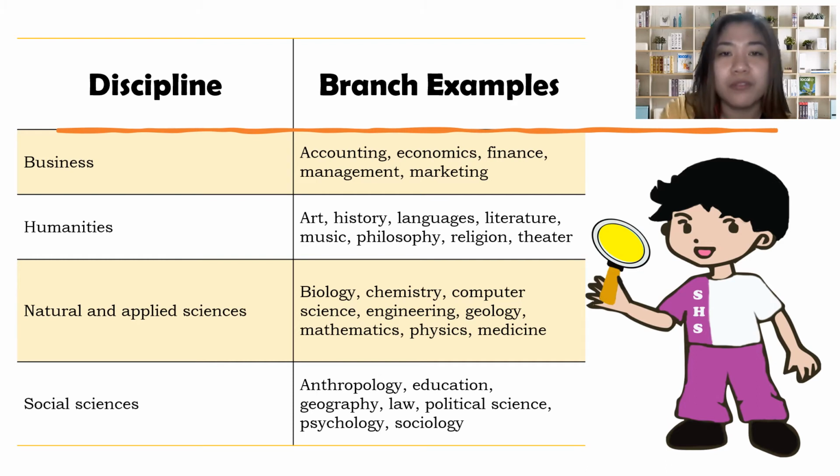Okay, and then for branch examples, for business or ABM, examples are accounting, economics, finance, management, and marketing. For humanities: art, history, languages, literature, music, philosophy, religion, or theater. Natural and applied sciences: biology, chemistry, computer science, engineering, geology, mathematics, physics, or medicine. Social sciences: anthropology, education, geography, law, political science, psychology, or sociology.